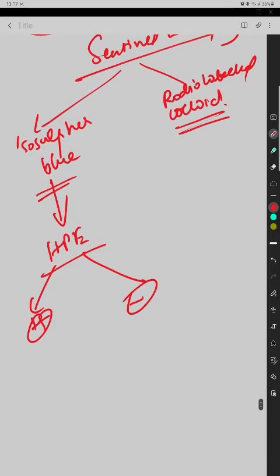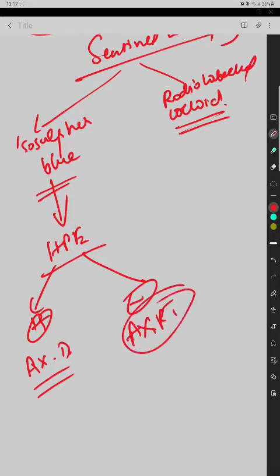When it is positive, it's going to be axillary dissection, and when it is negative, we can't take a node here, so we are better off going for axillary radiotherapy. Axillary dissection here and axillary radiotherapy here. Okay, that is for the isosulfan blue. And what is it for the radio labeled colloid itself? It's the highest radioactive lymph node.